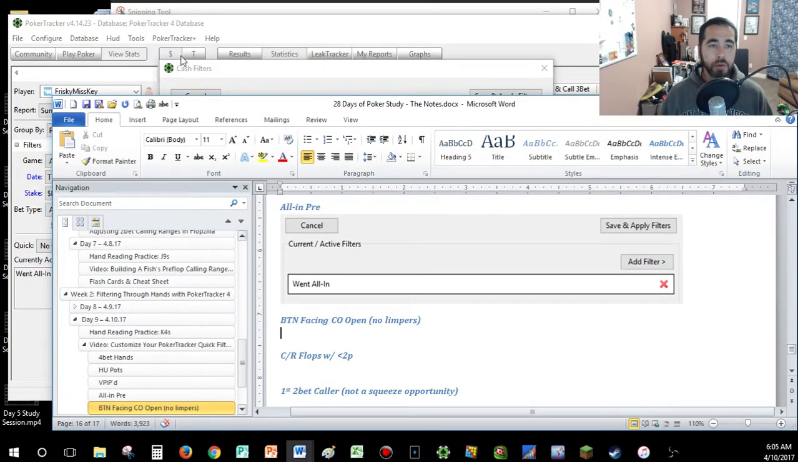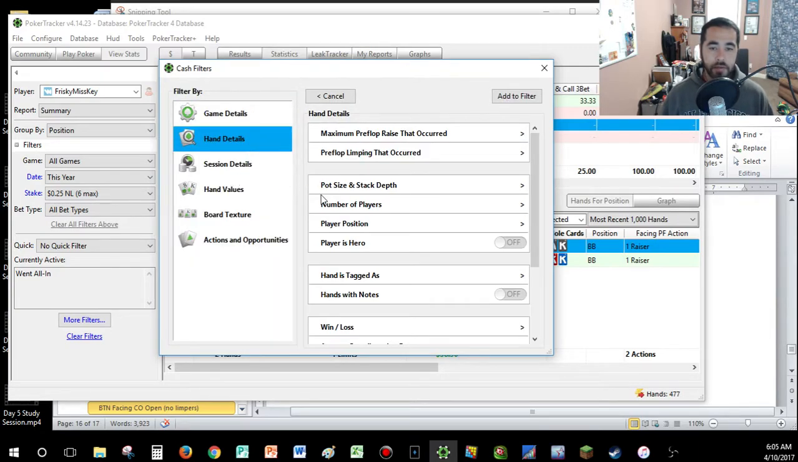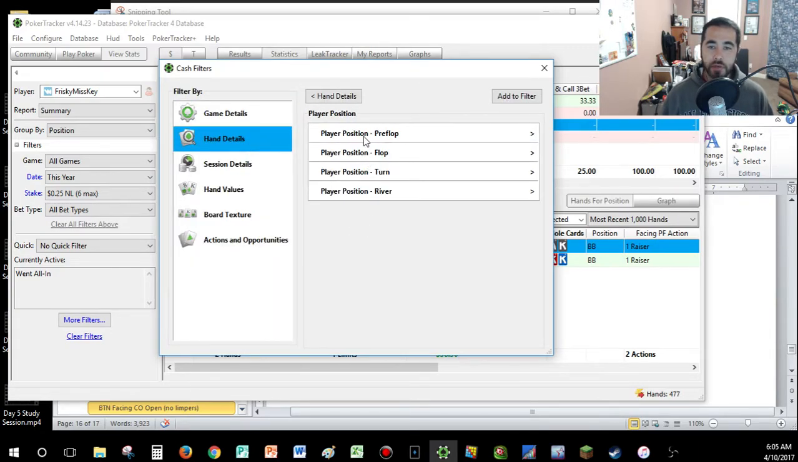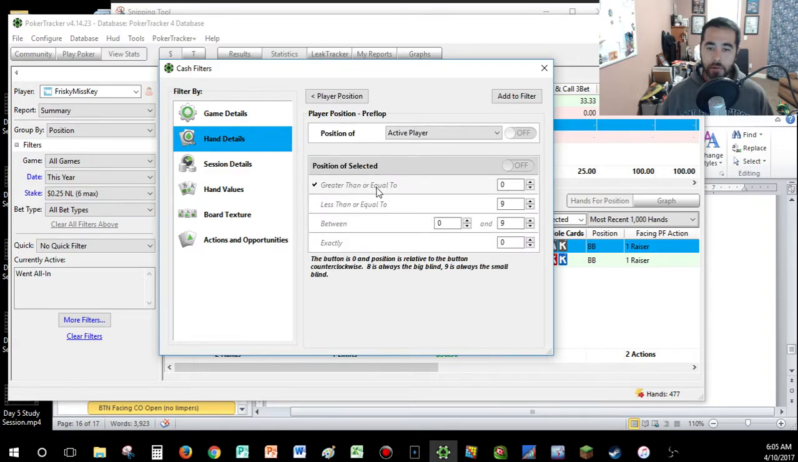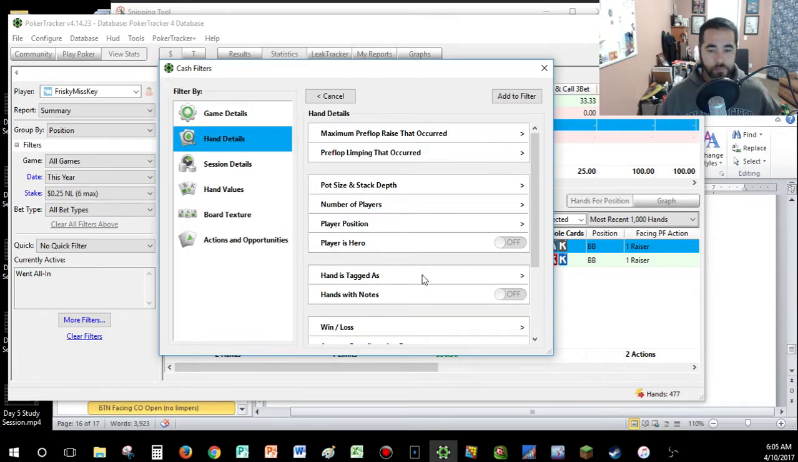Button facing a cutoff open with no limpers. Interesting. So hand details, we want to go to player position, pre-flop. The button is 0, so exactly 0. Just turn that on. So bam, I'm on the button right here. Now this is something I've never actually looked for.